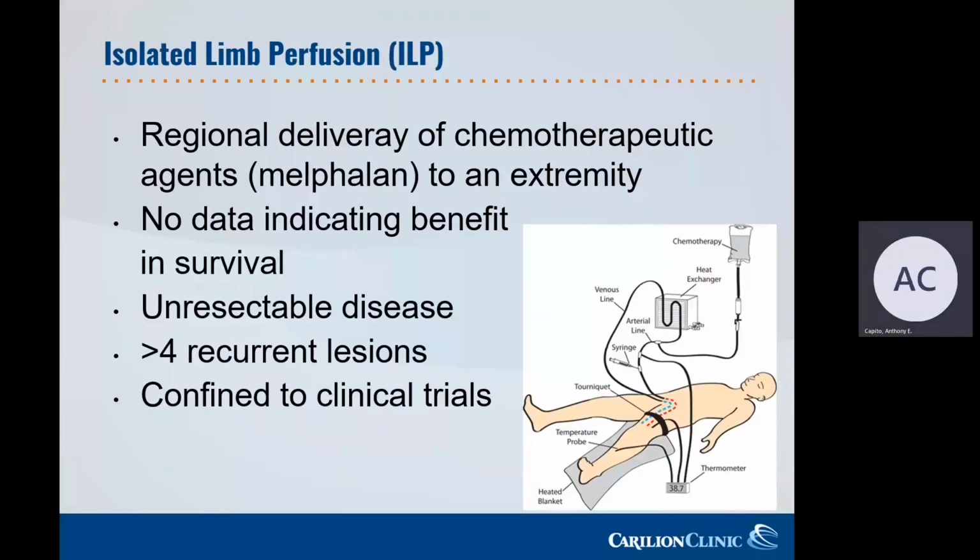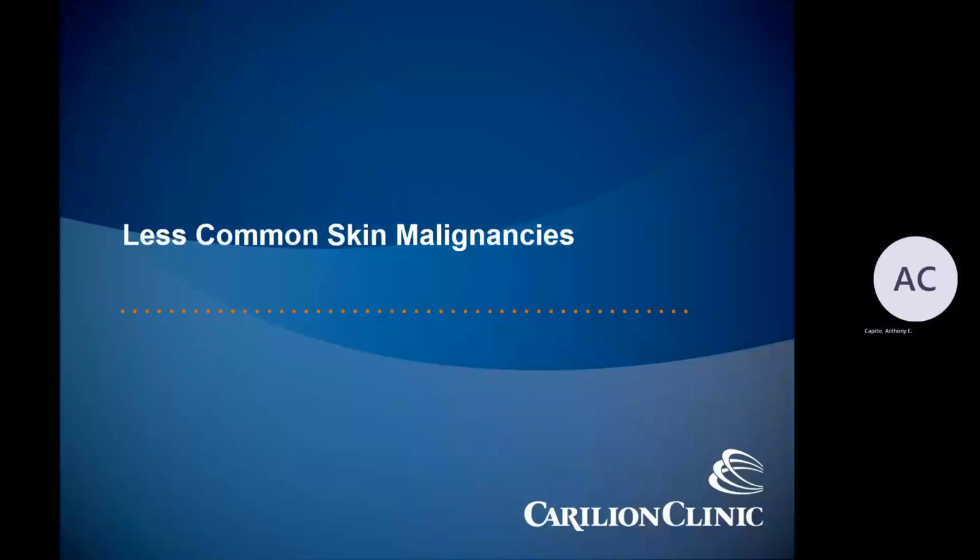Lastly, for melanoma, there is a thing called isolated limb perfusion, ILP. They put a tourniquet on the leg and infuse chemotherapy into that limb itself. These are done at a few medical centers like Duke, UVA. These are for unresectable disease. That's usually when there are multiple recurrences within the entire limb, and these are confined to clinical trials. So just something to keep in mind, but it's usually for unresectable disease, multiple recurrences and lesions after primary resection. You can consider this treatment for them.